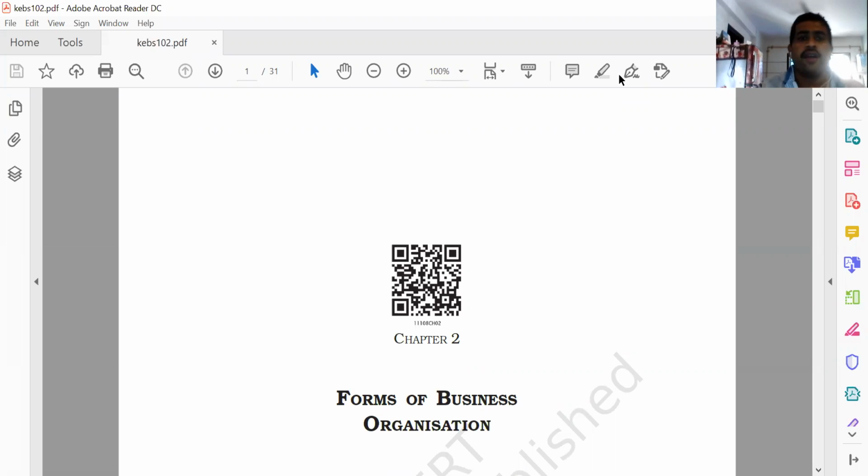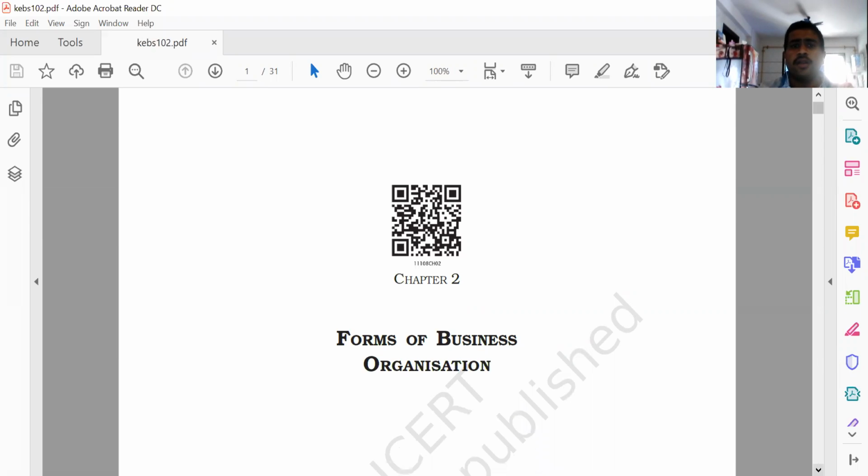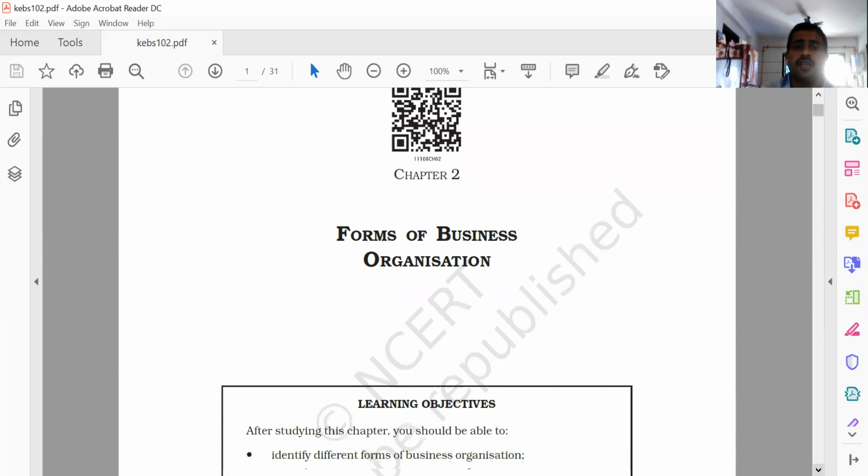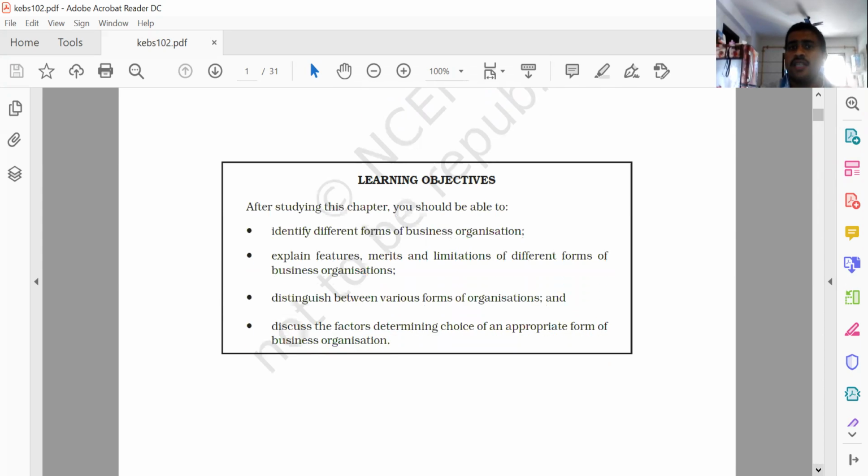Friends, you know that we have completed chapter number 1 related to introduction. Now what we are going to learn today is the forms of business organization. So friends, first of all, I have to say that there are a lot of forms of business organization. First, we can say sole proprietorship. What is sole proprietorship? Sole proprietorship means when only one person is there. Number two is the partnership, where more than one person is there to start the business. So let's see the topic, friends.